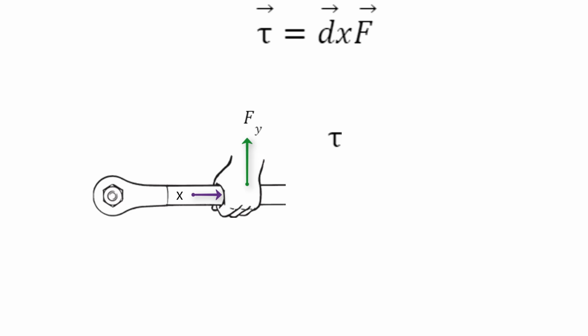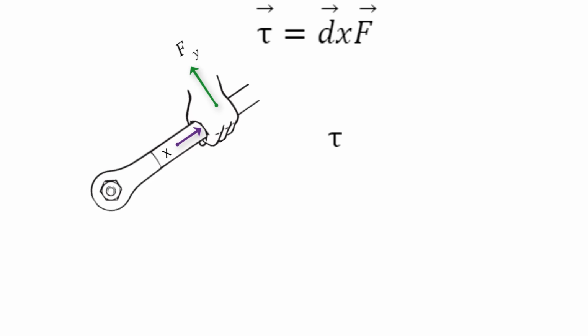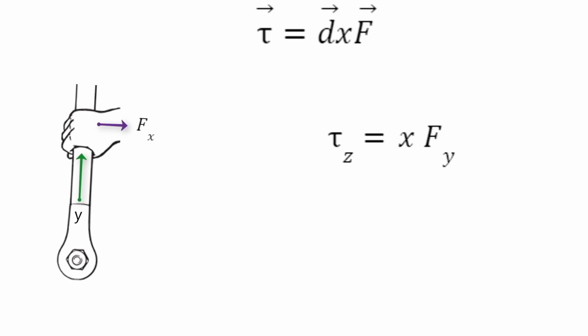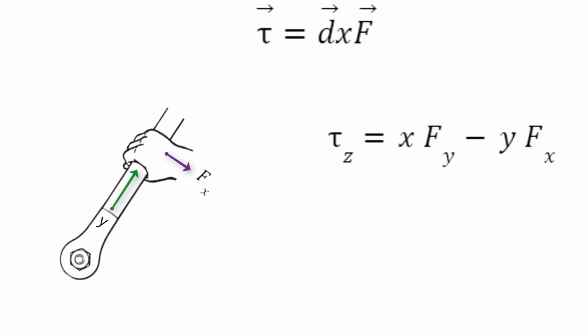Now with spinning, the order of operations matters. So let's take the torque of the distance cross the force. If you take a cross product of a distance in the x direction with a force in the y, then your object twists out of the page or in the positive z direction. If you take the cross product with a distance in the y direction with a force in the x direction, then your object twists into the page or in the negative z direction.